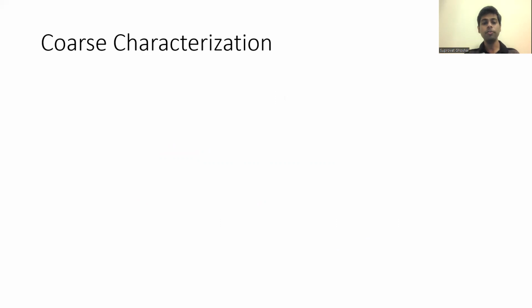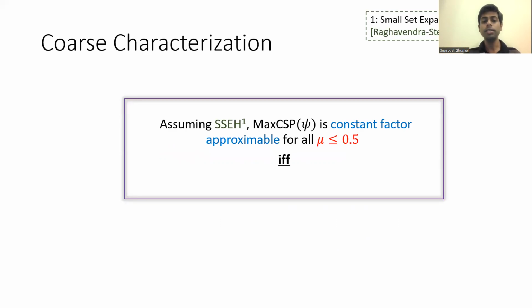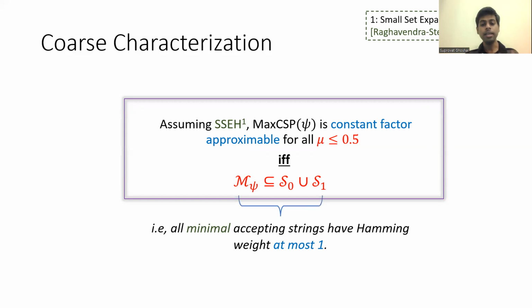So here we show the following. We show that assuming the small set expansion hypothesis, biased CSPs on predicate psi are constant factor approximable for every bias less than half if and only if M of psi is contained within the sets S0 union S1. So in words, this condition is the same as asking that all the minimal accepting strings for the predicate have Hamming weight at most 1. So they must be contained within the first two levels with respect to the weights.